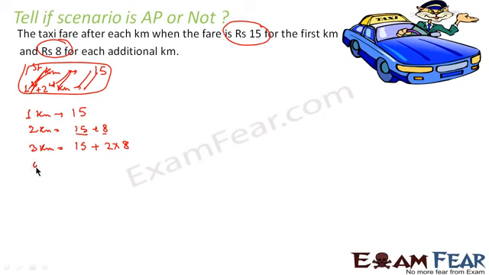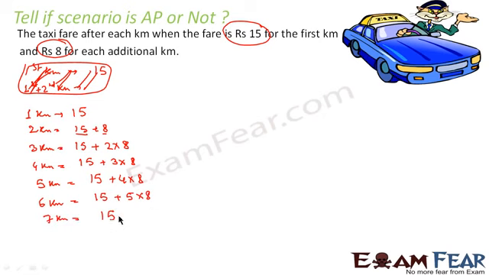If I am hiring for 4 kilometers, I have to pay 15 rupees for the first kilometer and 3 into 8 for the next 3 kilometers. If I am hiring for 5 kilometers, I have to pay 15 rupees for the first kilometer and 4 into 8 for the next kilometers. Similarly, if I am hiring for 6 kilometers, I have to pay 15 for the first kilometer and 5 into 8 for the next kilometers. Similarly, for 7 kilometers, I have to pay 15 for the first kilometer and 6 into 8 for the next kilometers.